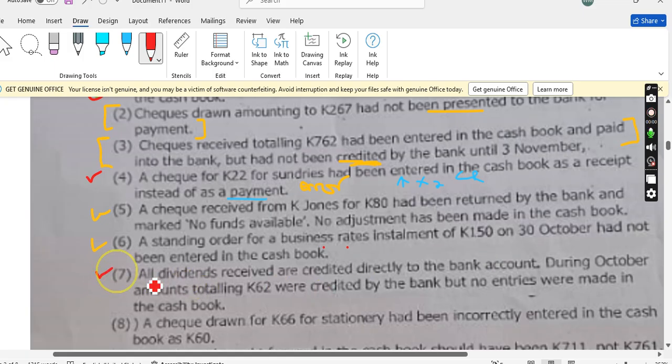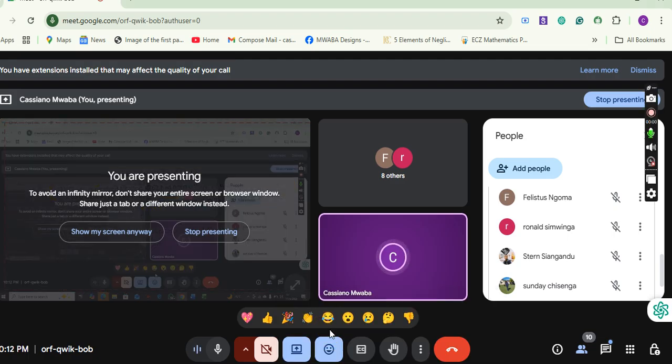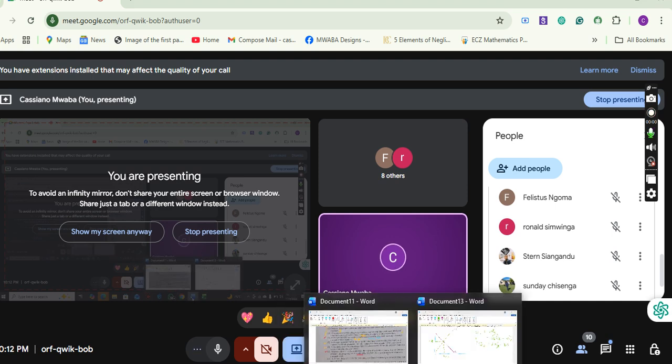Okay, number 7, all dividends received are credited directly to the bank during October. Amounts totaling 62 kwacha were credited by the bank, but no entries were made in the cash book. So colleagues, where is this going? It's been credited by the bank. So in our cash book, where is it going to go? The debit side. Wonderful. When you just hear the bank side saying credit, just know that that's money coming in. So you're debiting on your cash book.